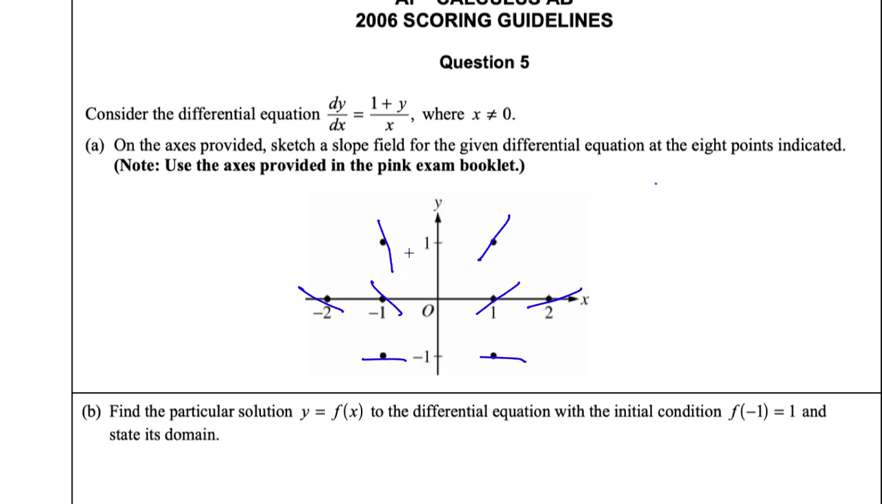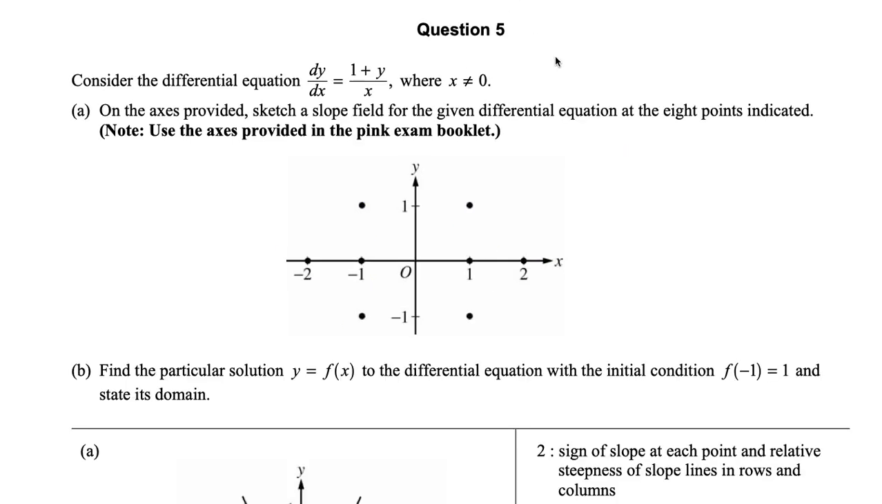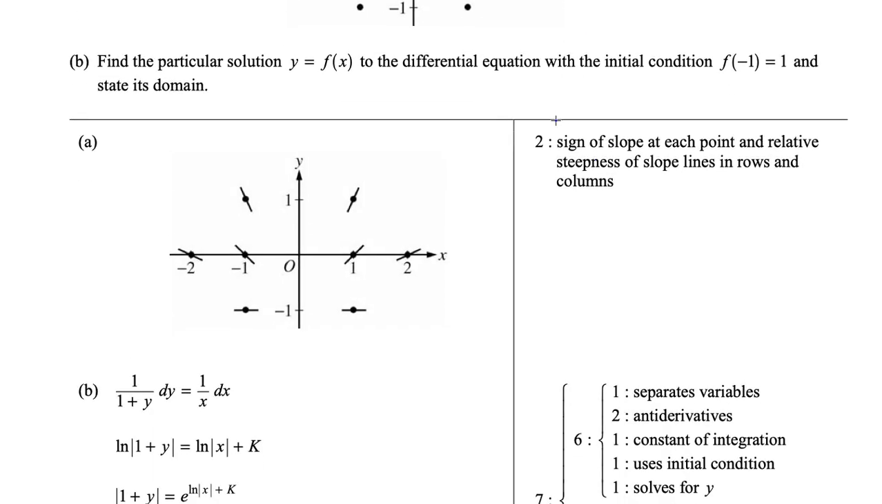The way that you score yourself is, this one is kind of unclear, but you can see on the scoring guide, they say you get 2 points if the sign of the slope of each point and relative steepness of the slope lines and rows and columns. It's very unclear. The next self-check that we do is going to be a little bit clearer.